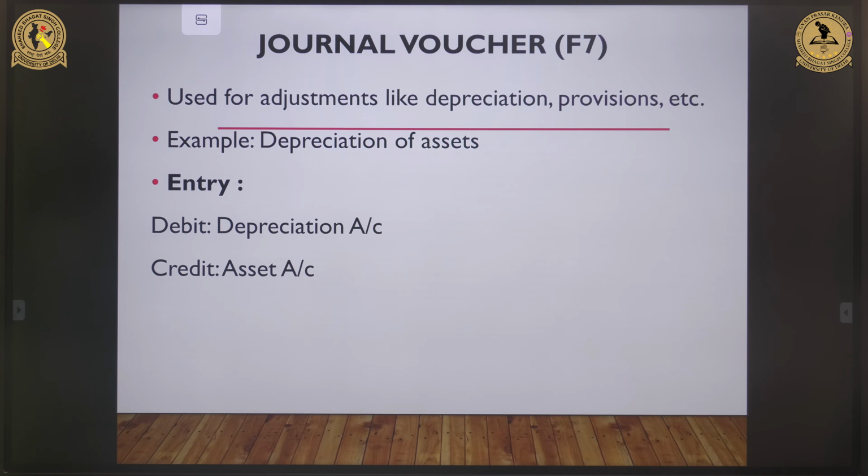Journal vouchers are used for adjustments that do not involve any cash or bank transaction. For example, for recording depreciation, we use this journal voucher. Let's suppose your machine depreciates by the amount of 2,000, so in that case, you have to debit the depreciation account and you have to credit the asset, that is the particular machinery account.